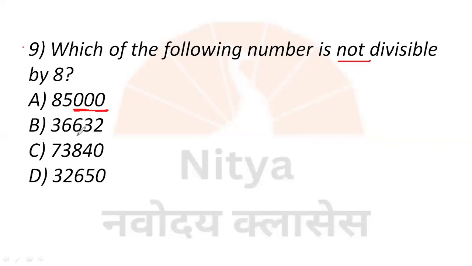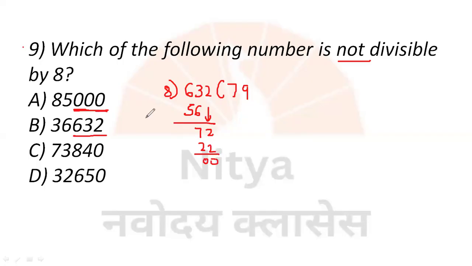Okay. And next one, check 632. Okay, 632 is divisible by 8 or not? So 8 sevens are 56. Remainder is 7 and bring down 2. So 8 nines are 72. So this is also divisible. Okay. This is not our answer, because these are divisible by 8. Here we have to find the not divisible.